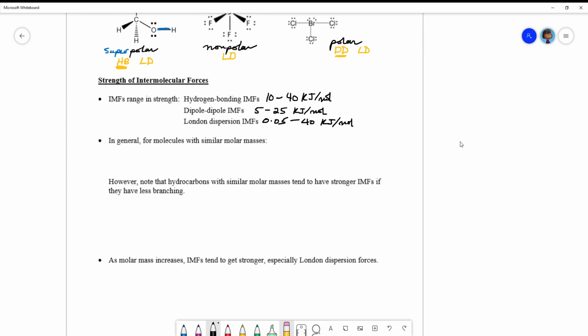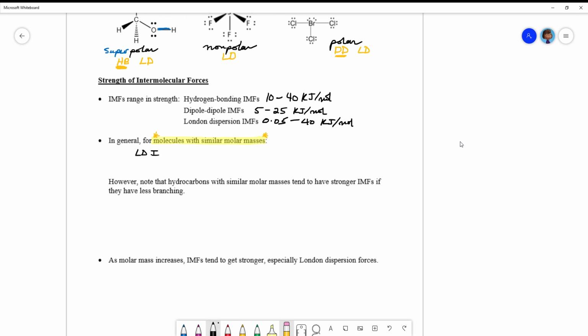However, what we do find out is if we compare molecules with similar molar masses, in other words, they almost have identical molar masses, not necessarily identical, maybe just a couple of grams per mole different, but as long as they're very close in values, under these conditions, what we do see is that London dispersion IMFs tend to be the weakest, followed by dipole-dipole, followed by hydrogen bonding, which tends to be the strongest, but only under this very limited set of conditions. So I'm going to write that down here.